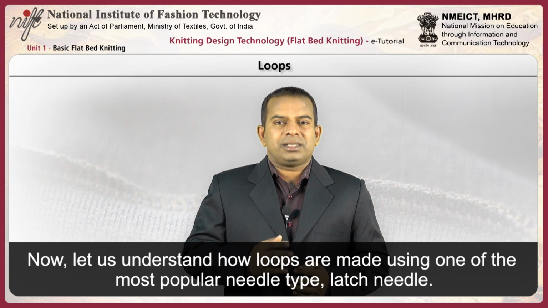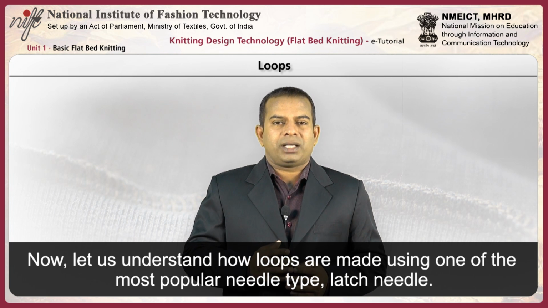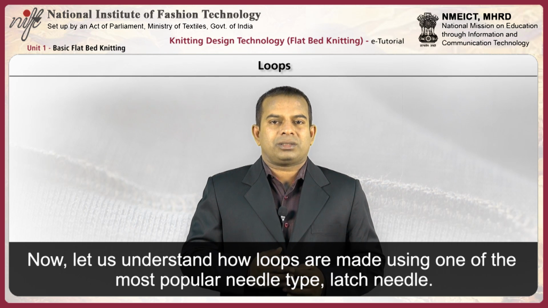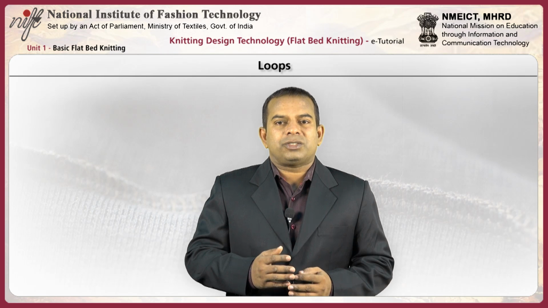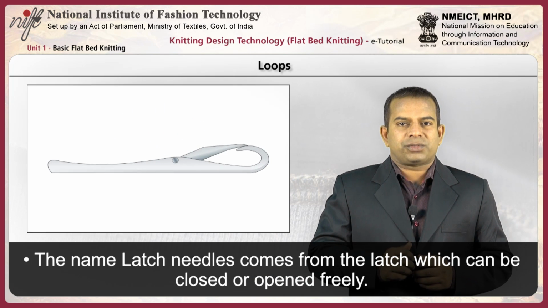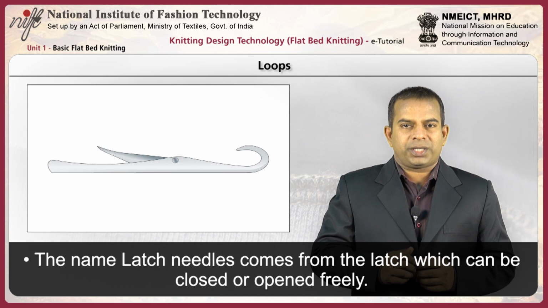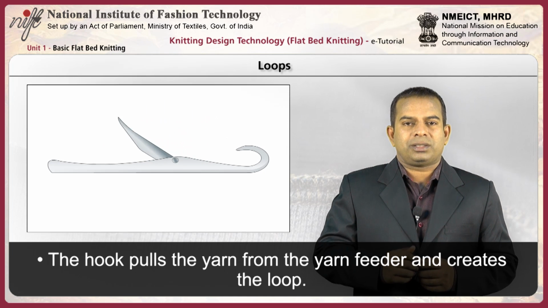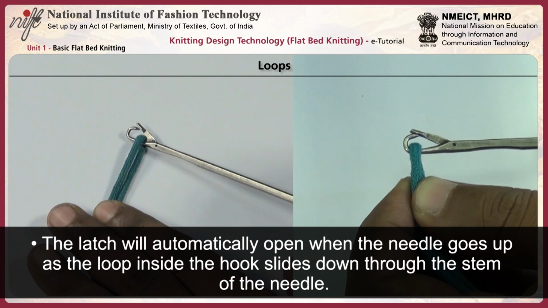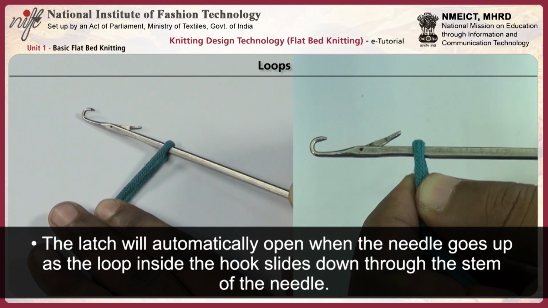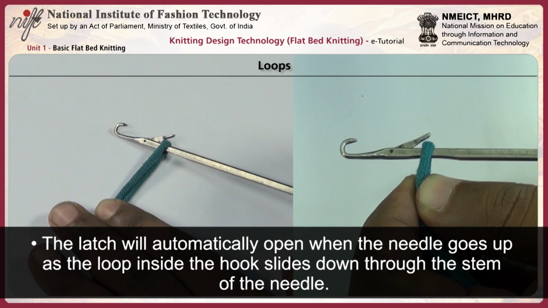Now, let us understand how loops are made using one of the most popular needle types, the latch needle. Let us understand the needle first. The name latch needle comes from the latch which can be closed or opened freely. The hook pulls the yarn from the yarn feeder and creates the loop. The latch will automatically open when the needle goes up, as the loop inside the hook slides down through the stem of the needle.